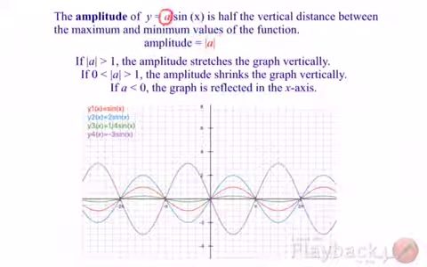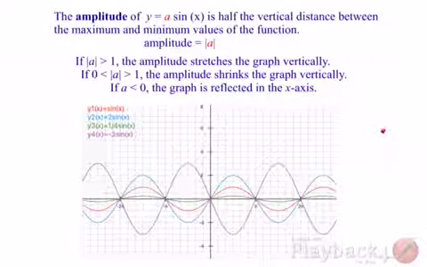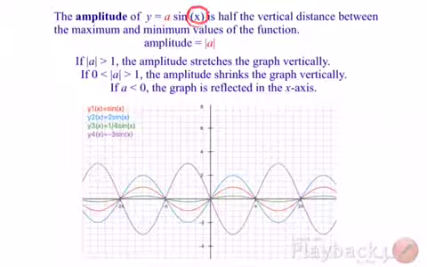So if your a was 1, your amplitude would be 1. If your a was 2, your amplitude would be 2, which would mean it would go up as far as 2 and down as far as -2 if there was nothing else being done to the x.